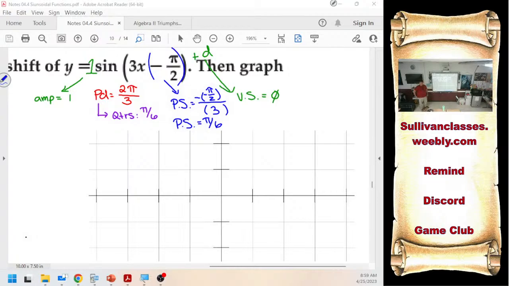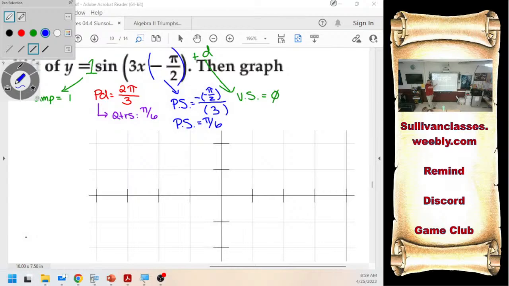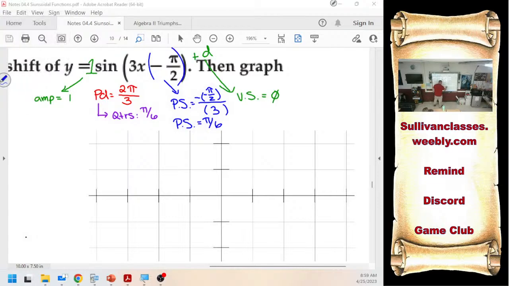I would put pi over 6 in the middle. Okay? I have Smartboard. I can shift the entire thing and show you what I'm talking about. So I'm going to start with my phase shift. Pi over 6 in the middle. And then I have to go out 2 pi over 3 from that, 2 pi over 3 from that.